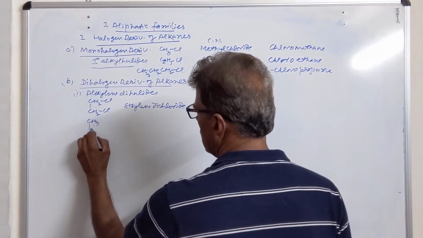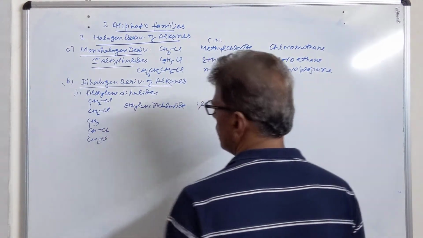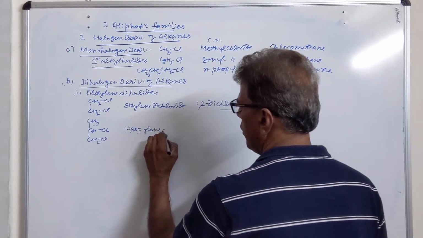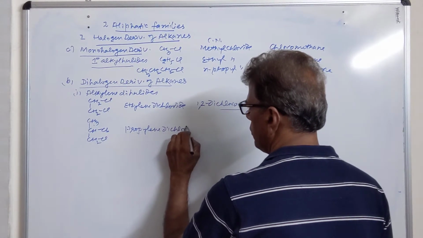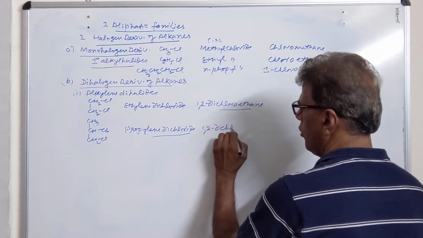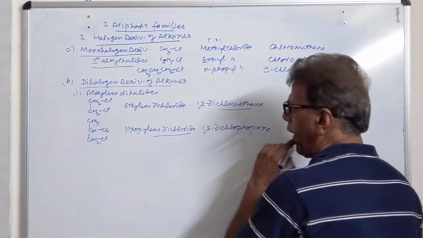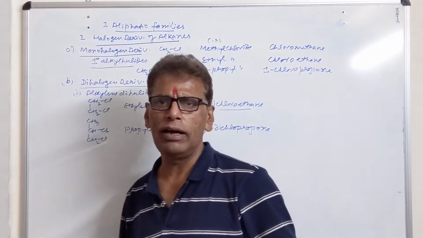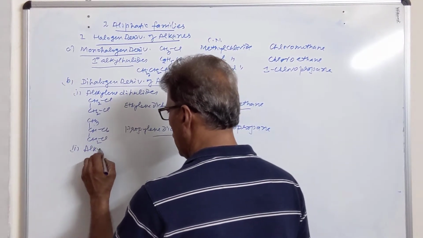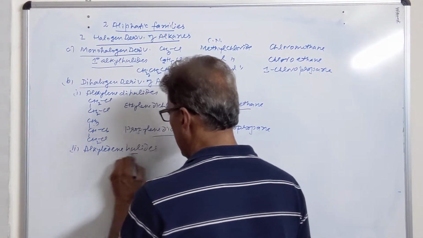Then we have another system. This is called propylene dichloride. IUPAC name 1,2-dichloropropane. So this is the first class of dihalogen derivatives. Then we have the second class. They are called alkylidene dihalides. No need of writing dihalide here.